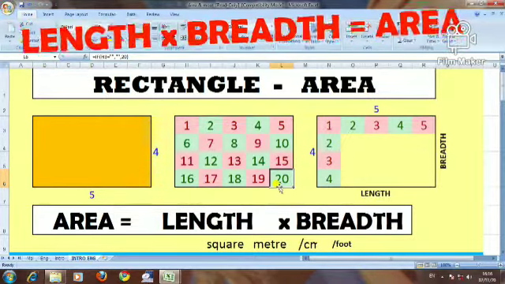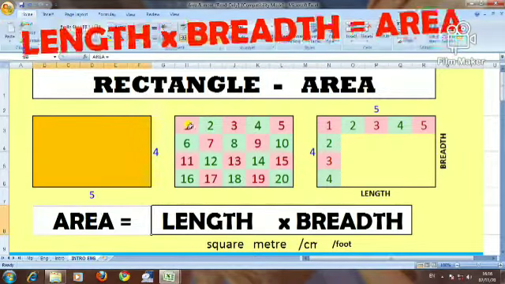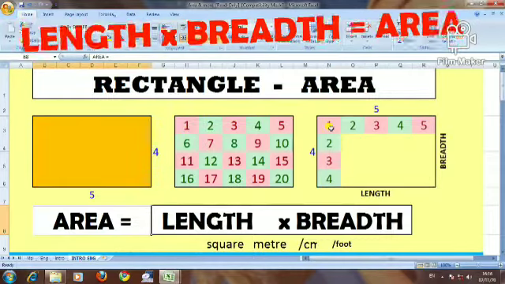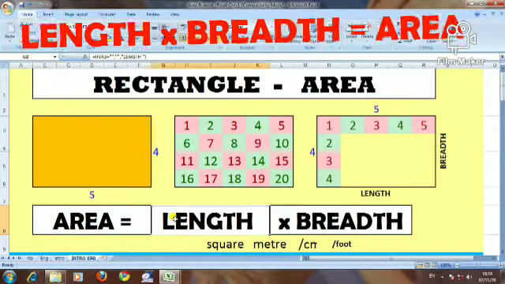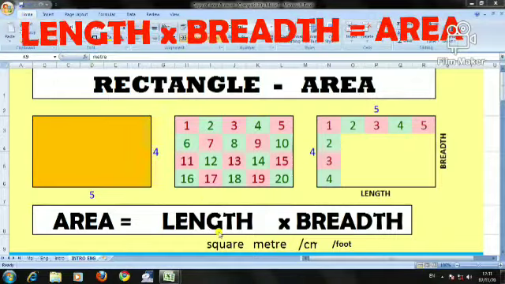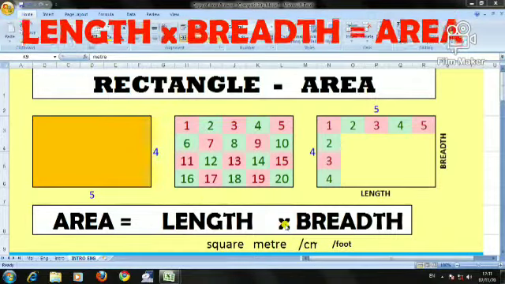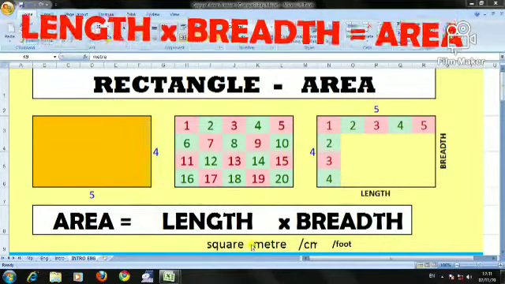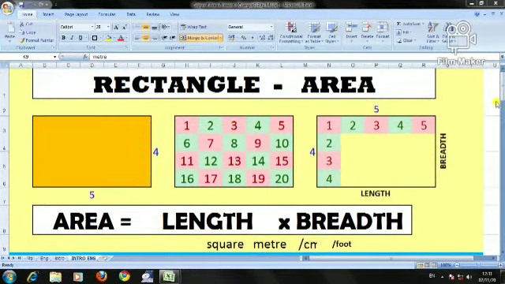So from this example we can understand that area is the result of the multiplication of length and breadth. Once more, area is equal to length into breadth. Okay, we know the units of length and breadth are centimeter, meter or foot. Likewise, the unit of area is square meter or square centimeter or square foot, etc. Now let's come to the next one.